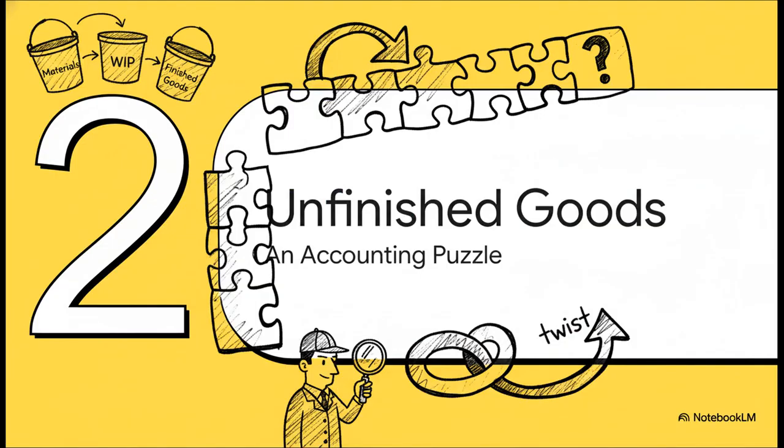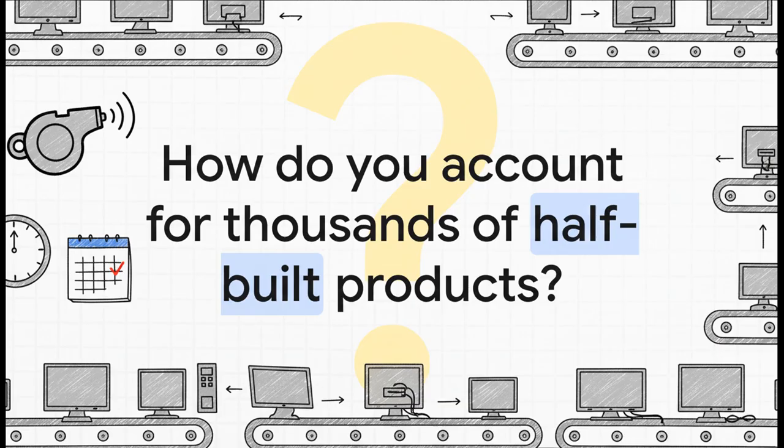So that seems pretty straightforward, right? Costs just flow from one bucket to the next until the thing is done. But, of course, there's a twist, a clever little accounting puzzle that kinda complicates everything. Think about it. What happens on the very last day of the month when the whistle blows for closing time and you've got thousands of those computer monitors still on the assembly line, all in different stages of completion? You can't just ignore them. You have to figure out how much they're worth for your financial reports. So how do you do that?